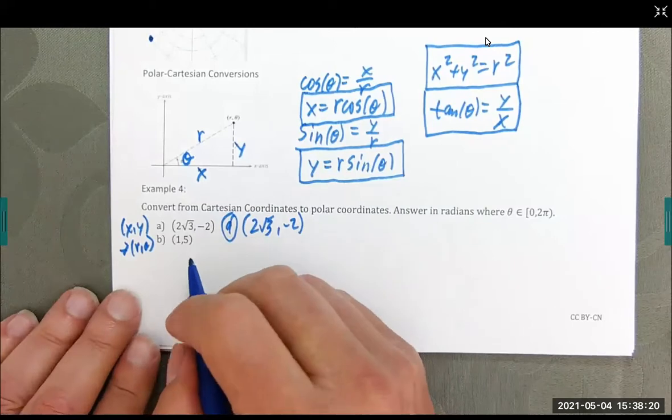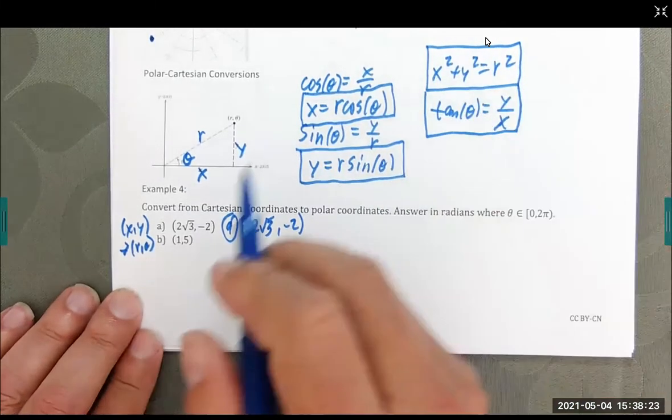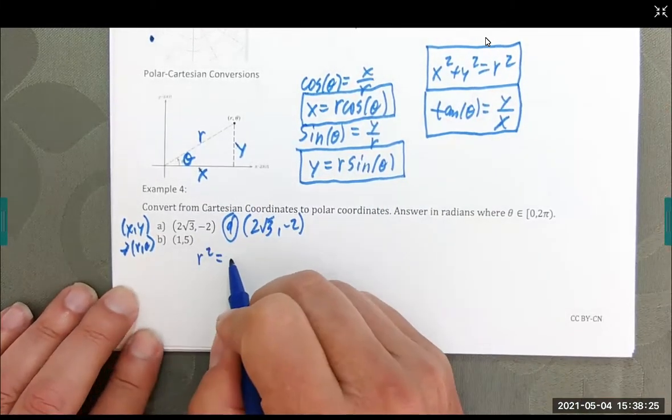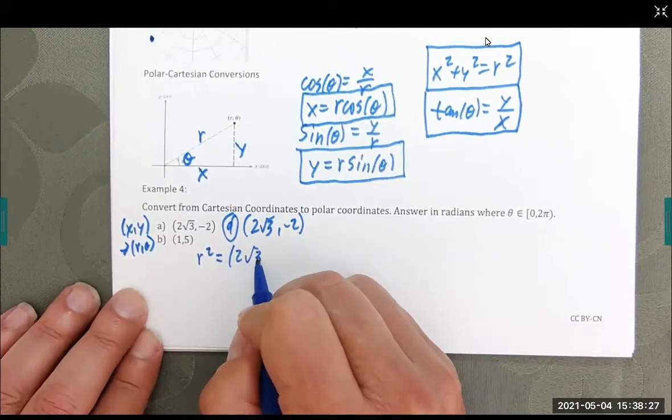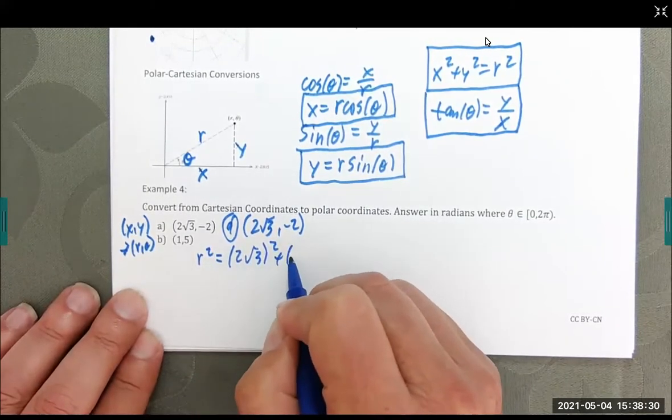Let's start with r. So I'm going to use my formula up here. So r squared equals x squared. So 2 root 3 squared plus y squared, negative 2 squared.